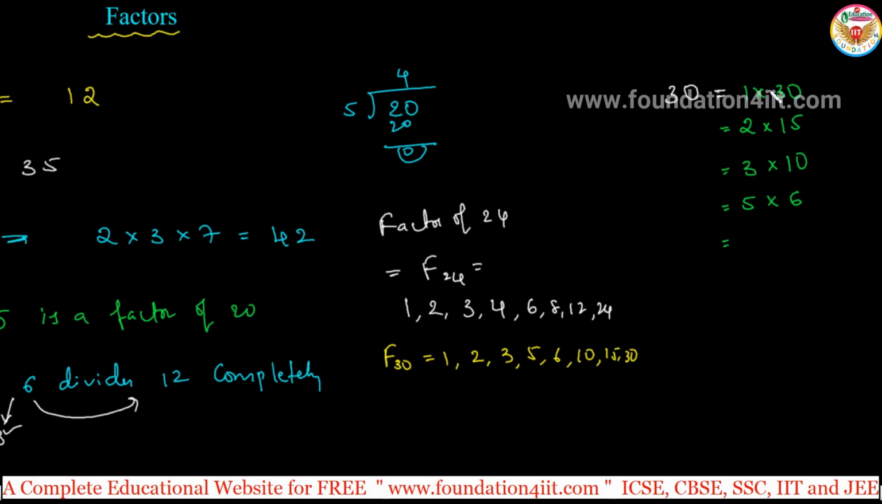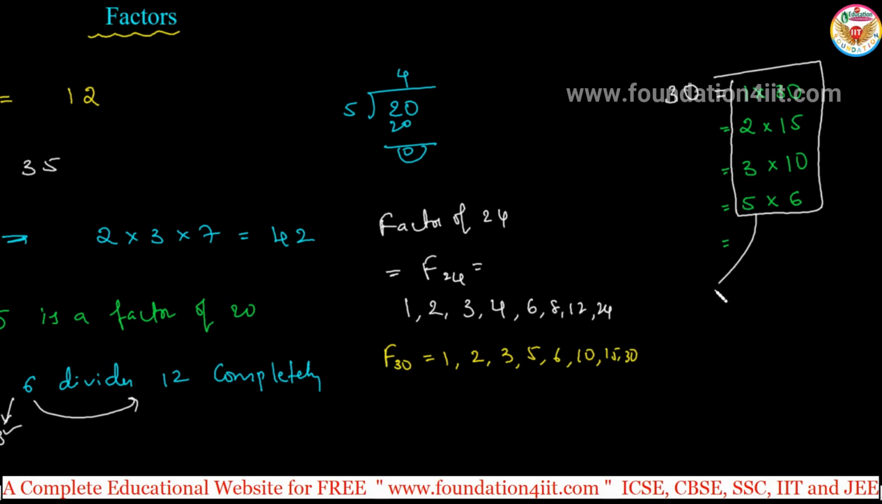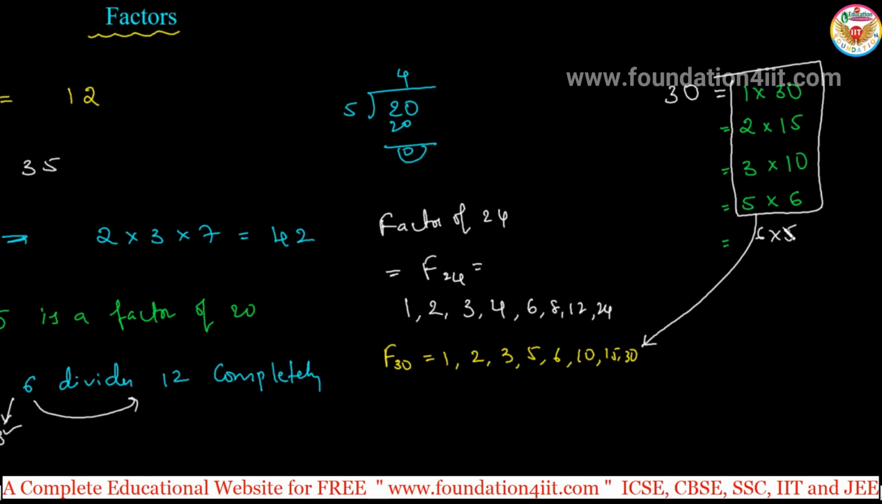Now we can write this set in order. This full set is exactly equal to this. So factors of 30 are 1, 2, 3, 5, 6, 10, 15, 30. Okay, again if you're getting 6 into 5, but already 5 into 6 is there. So no need of writing. You can stop that multiplication and just write all these numbers together. Okay, in this way we can find out.